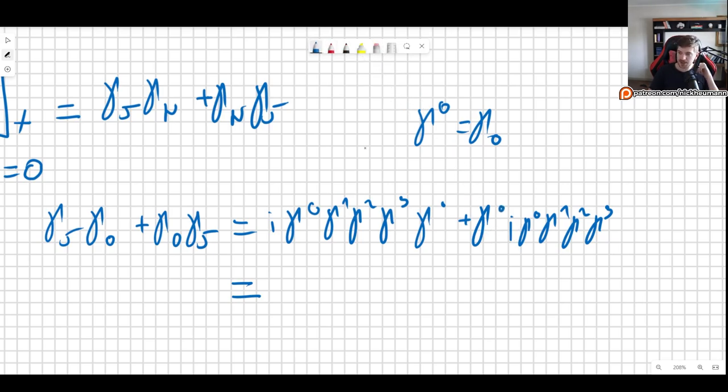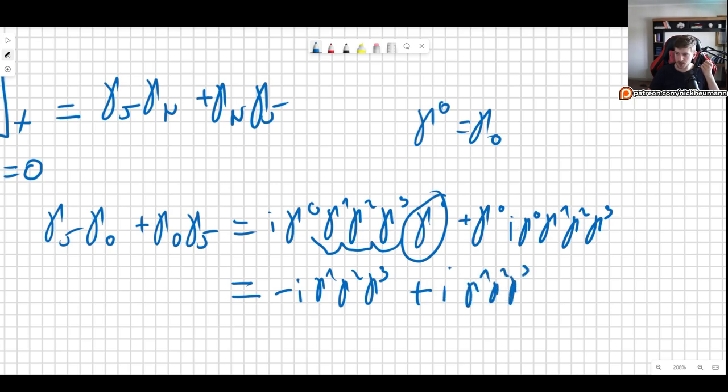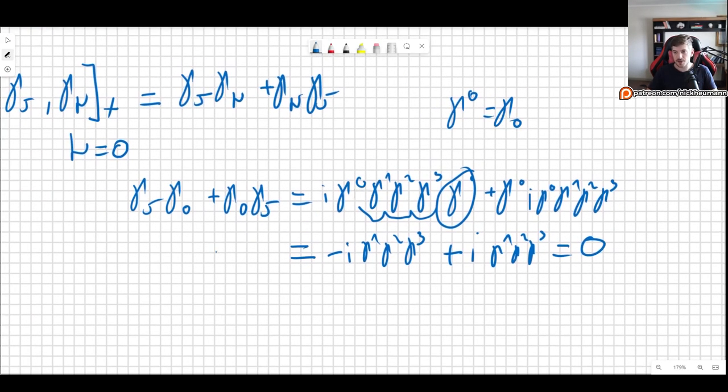And now we can anti-commute them the way that we are used to. So let's see. We can move gamma 0 1, 2, 3 times, which gives us 3 minus signs. So we get minus I gamma 0 squared, which is 1, so we don't have to write it down. And then we have gamma 1, gamma 2, gamma 3, plus, and then we have gamma 0 squared right away. So we get I gamma 1, gamma 2, gamma 3. So this thing is 0. Okay, so for the case mu equal to 0, these matrices gamma 5 and gamma 0 anti-commute.